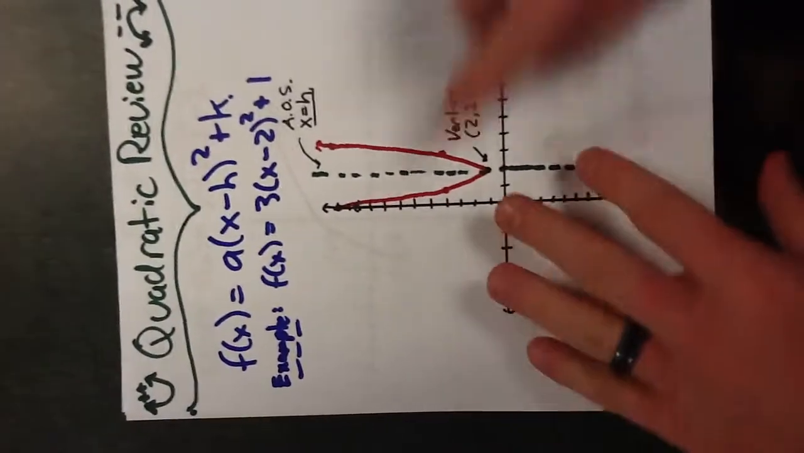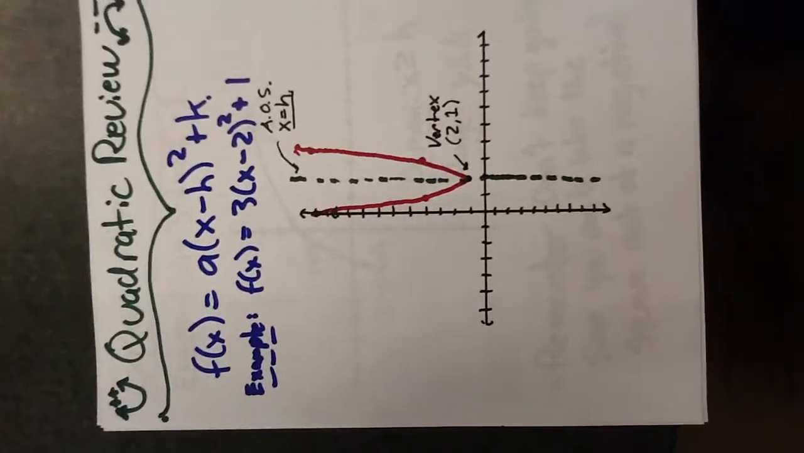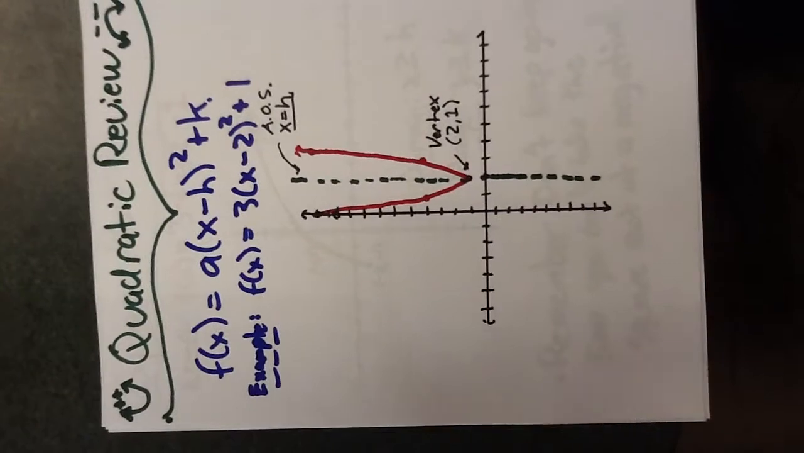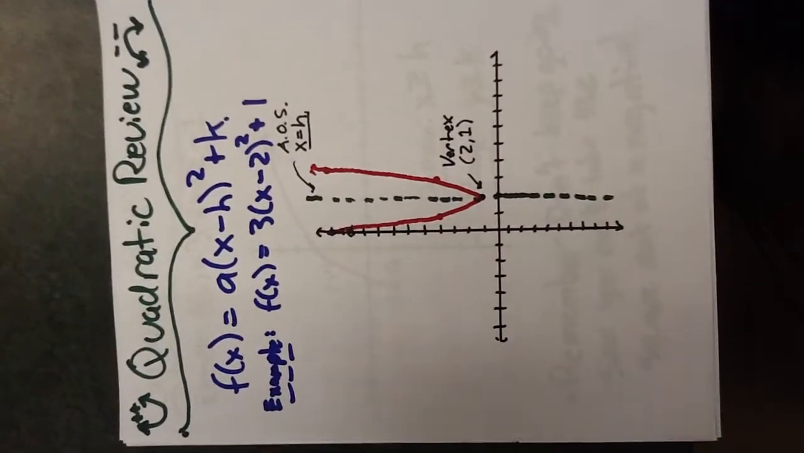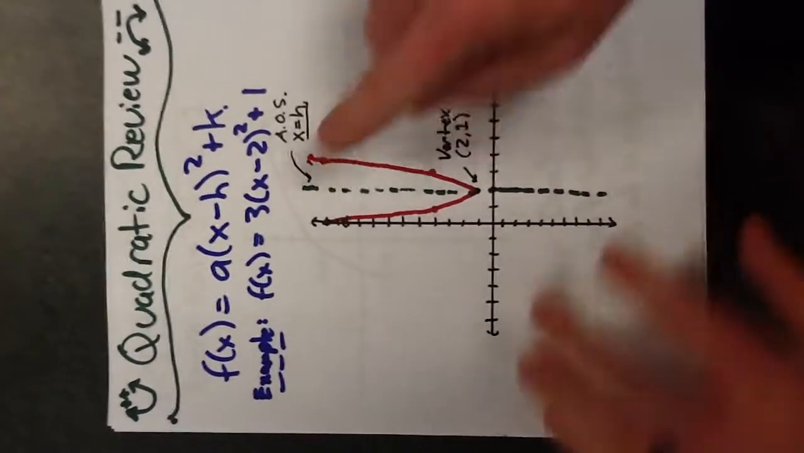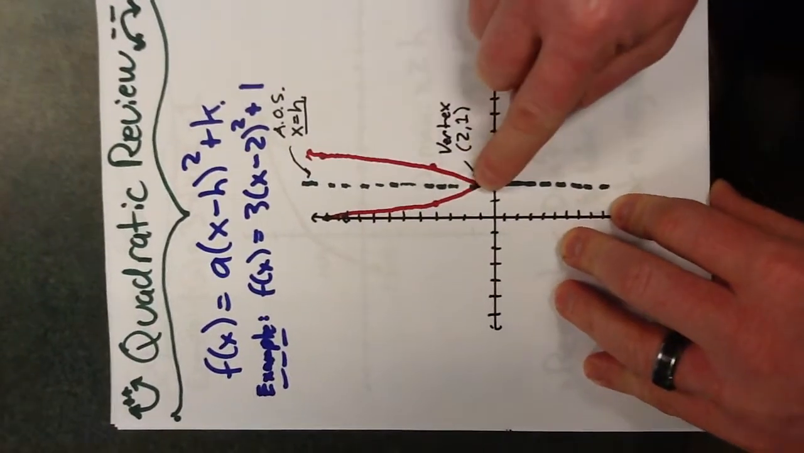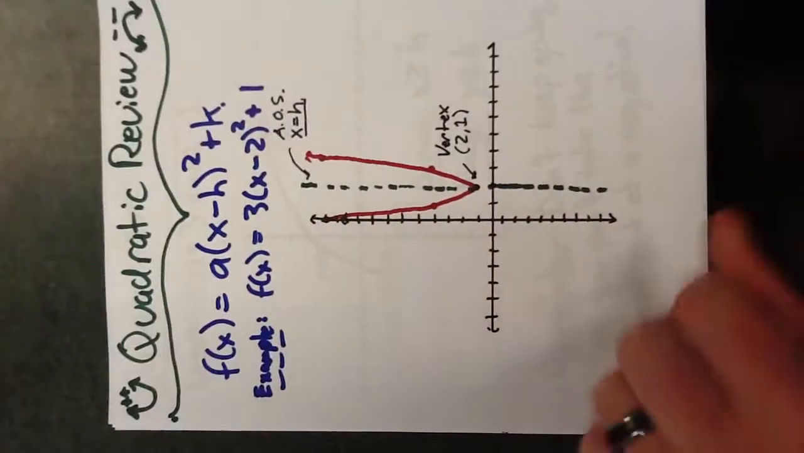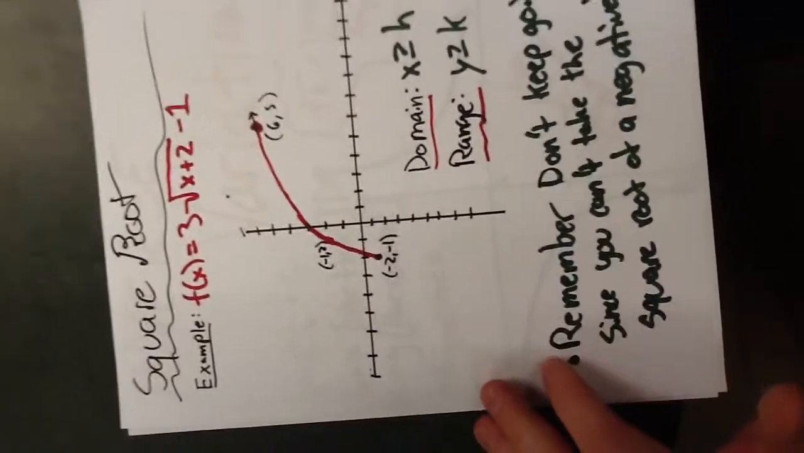Good one, Mr. Baker. f of x is a times quantity x minus h squared plus k. Example, we have a 3. 3 meaning that it does what? We should say narrower, or we could say stretch. Either way, it's your call. Minus 2 means I go to the right 2, and then I go up 1. There's my point. There's my stretch. It looks gorgeous.